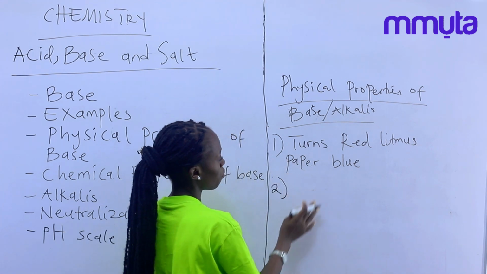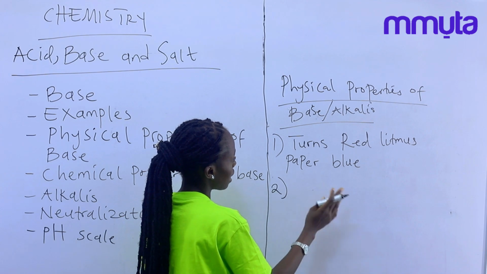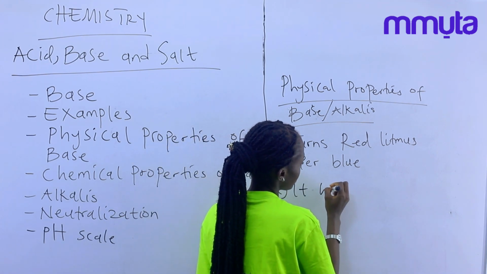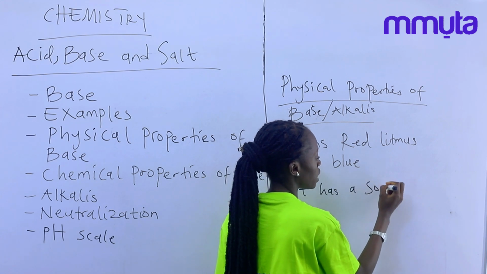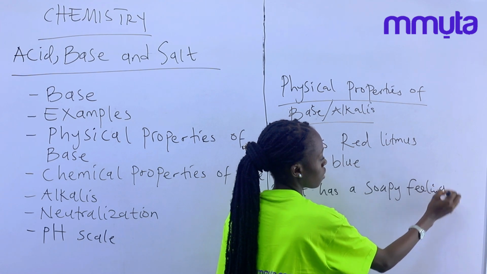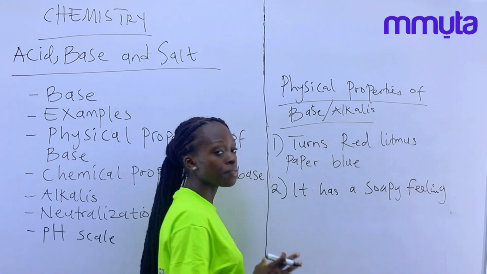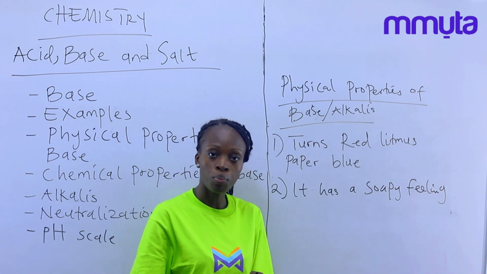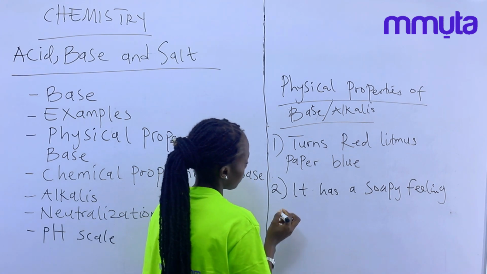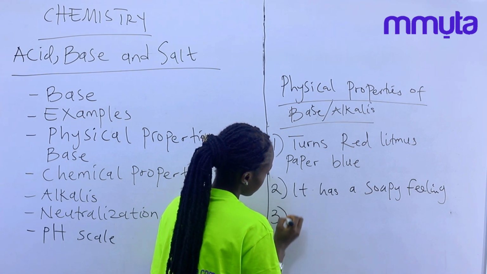Now, the second physical property of base and alkalis that we'll be looking at is it has a soapy feeling. Okay, it has this soapy feeling, the feeling that you get when you rub soap on your hand. That's the same feeling you get when you touch a base.